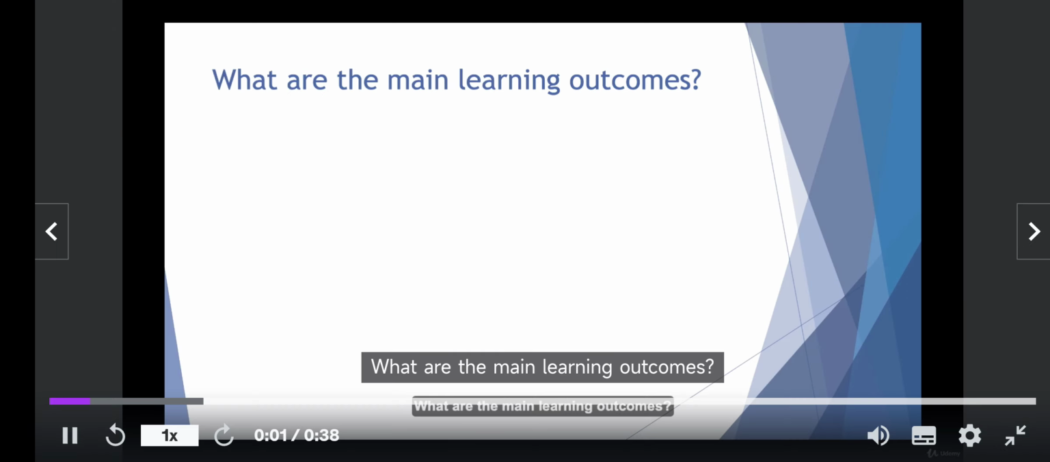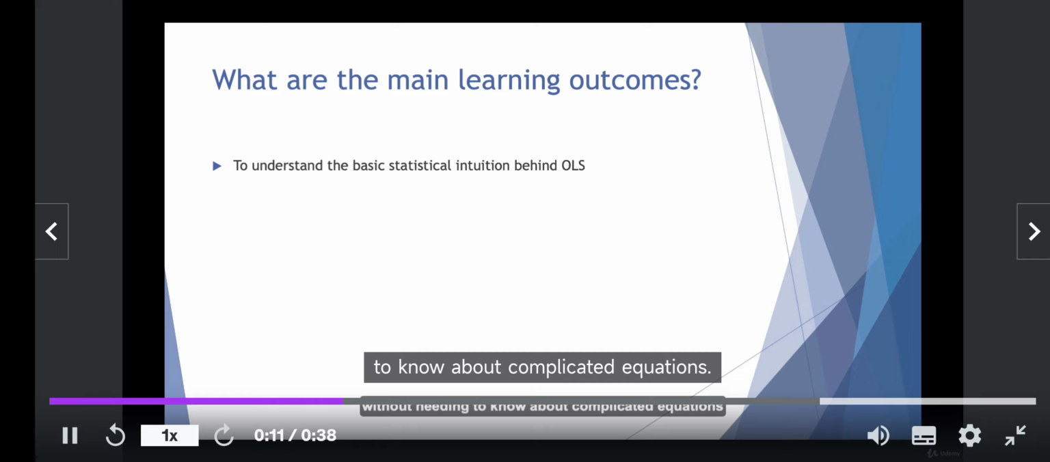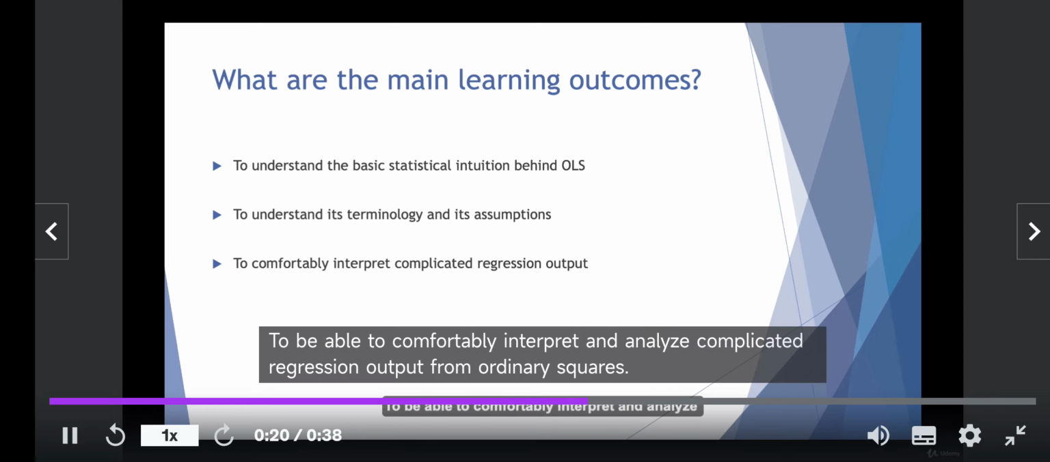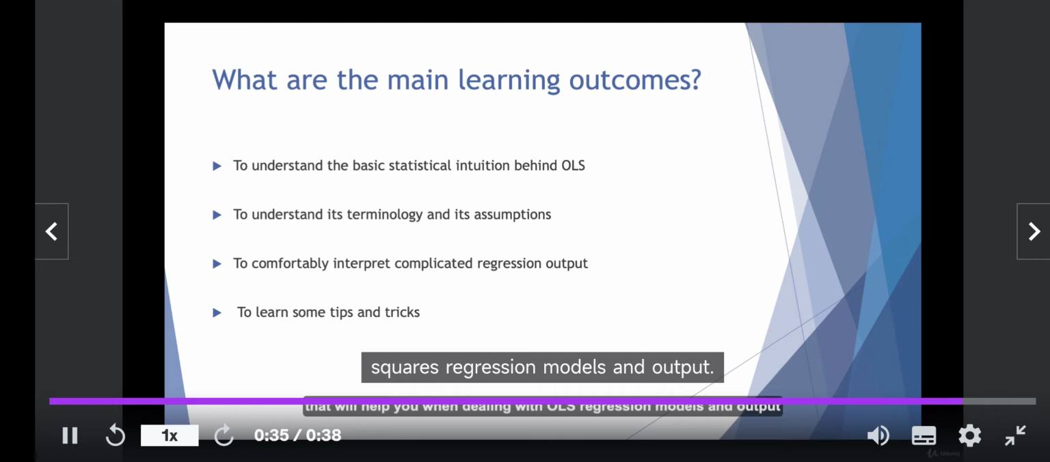What are the main learning outcomes? To learn and understand the basic statistical intuition behind ordinary least squares without needing to know about complicated equations. To be at ease with regression terminology and the assumptions behind ordinary least squares. To be able to comfortably interpret and analyze complicated regression output from ordinary least squares. And finally, to learn some extra tips and tricks that will help you when dealing with ordinary least squares regression models and output.